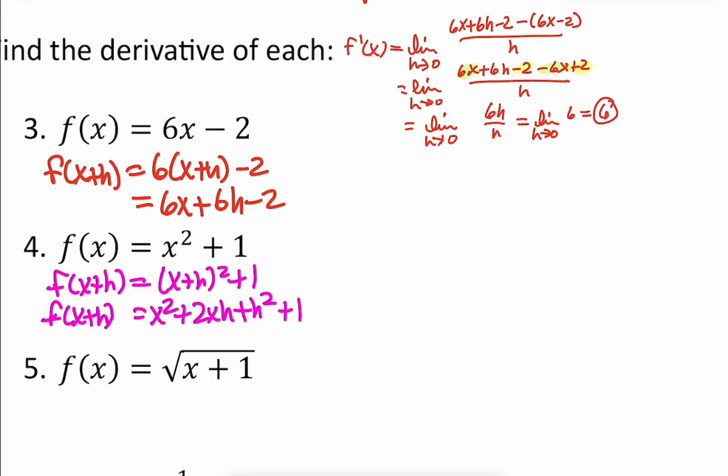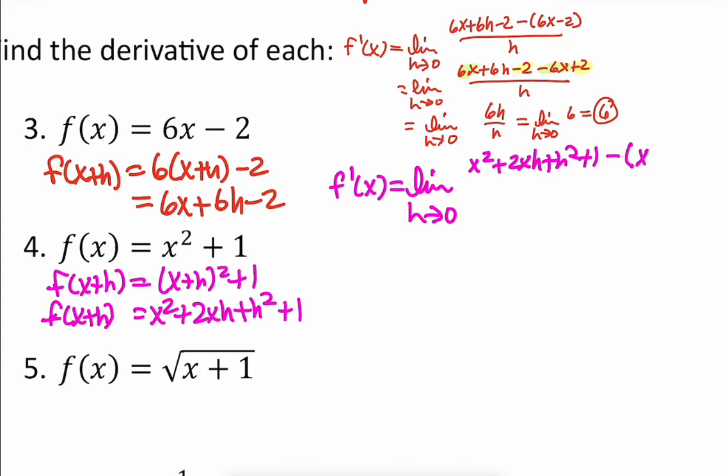Now it's time to apply the formula. Okay. So the derivative is going to be the limit as h approaches 0. We're going to write down f of x plus h, which we found to be x squared plus 2xh plus h squared plus 1. And then we're going to minus, in parentheses, the original formula, all over h.